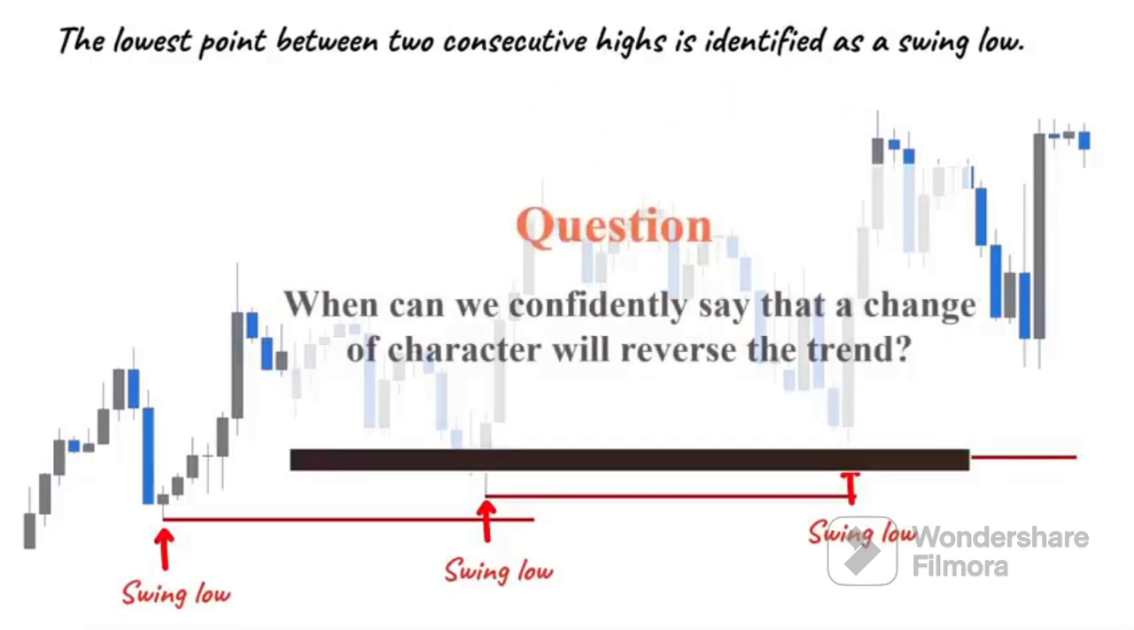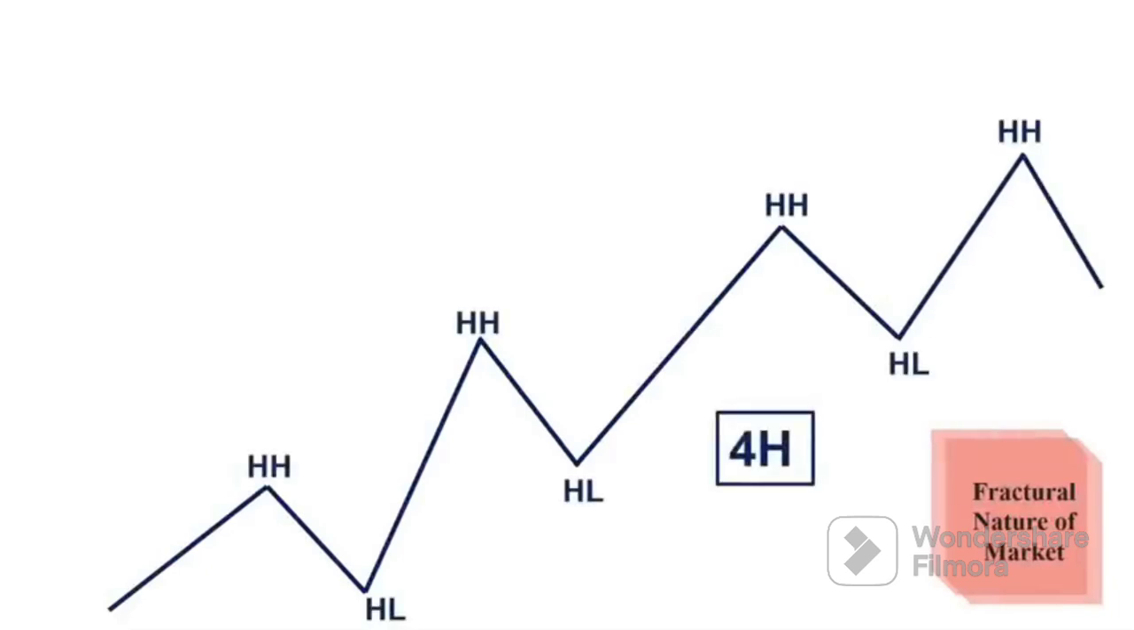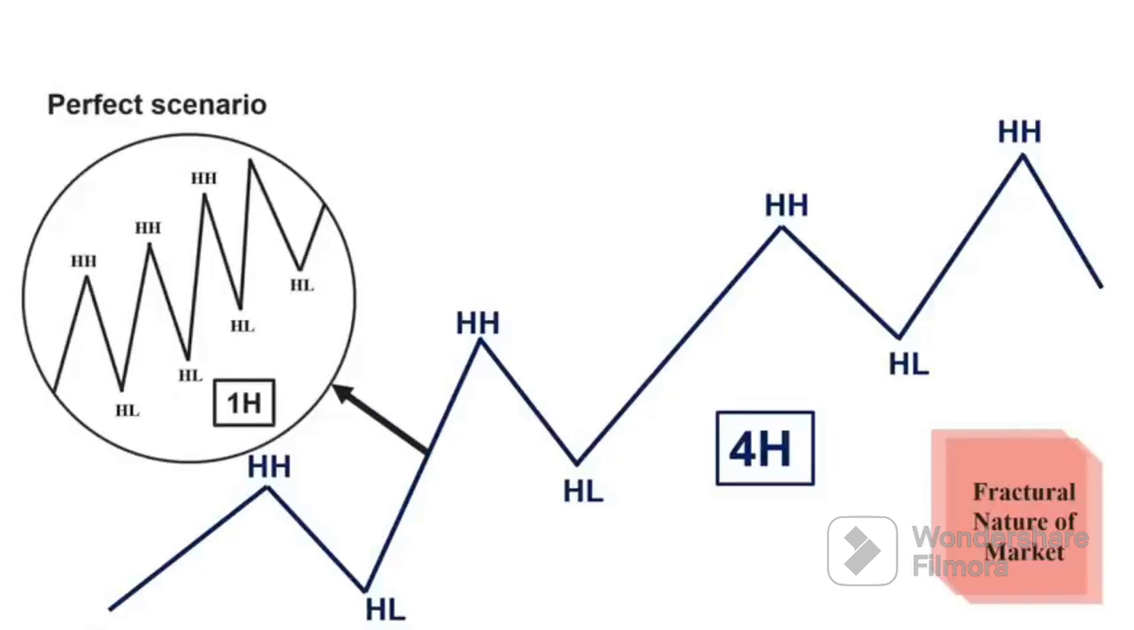Now here comes another question. When can we confidently say that a change of character will reverse the trend? To answer this question, you need to understand the fractal nature of the market. Imagine we have an obvious uptrend in the 4 hour time frame with a series of impulsive and corrective moves. The market continuously makes new higher highs and respects the higher lows. If you zoom into the 1 hour time frame, you will notice that this 4 hour impulsive wave consists of impulsive and corrective moves that respect the higher lows in the perfect scenario.